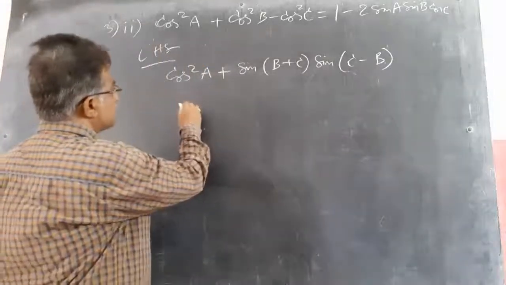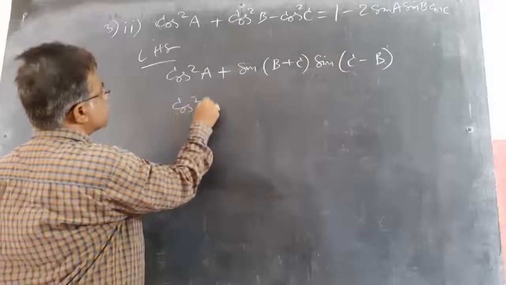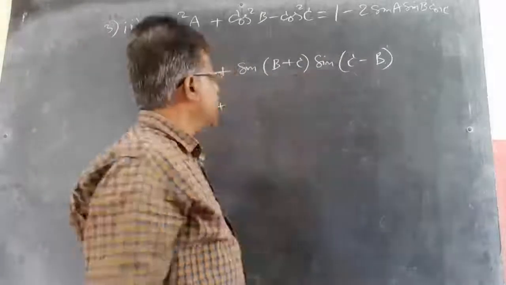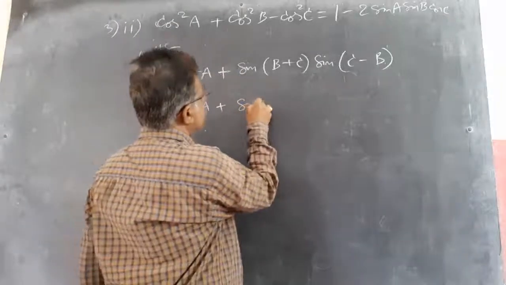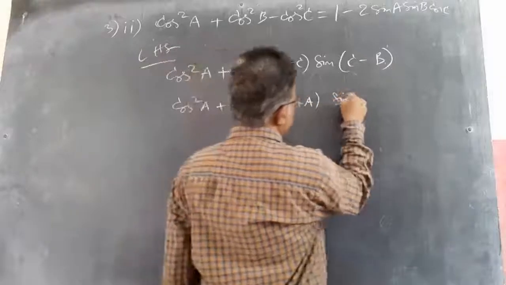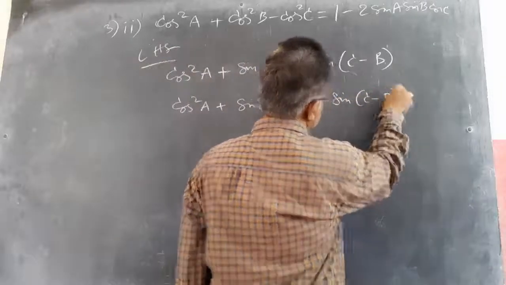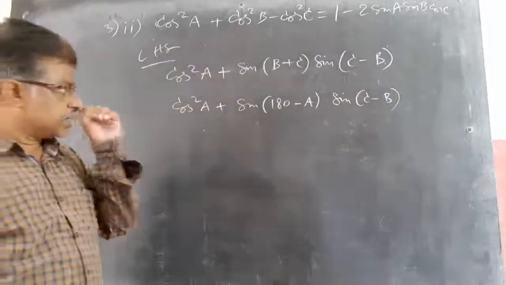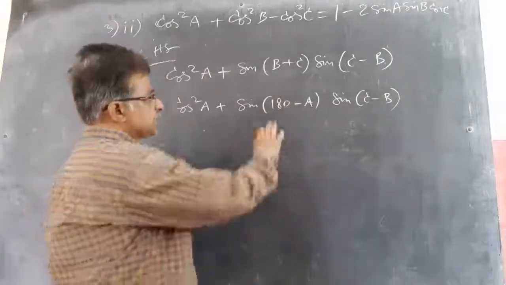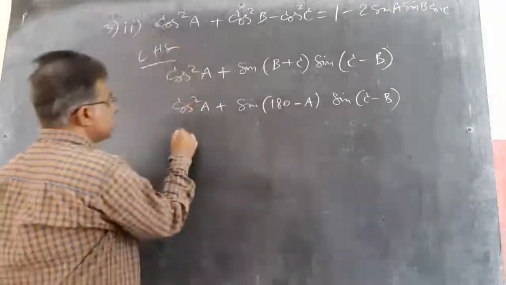Now this is cos square a as it is, I will write for some time. Now this b plus c is 180 minus a. Instead of b plus c, I can write 180 minus a into sin of c minus b as it is. Now sin of 180 minus theta is sin theta only. So this is sin a.